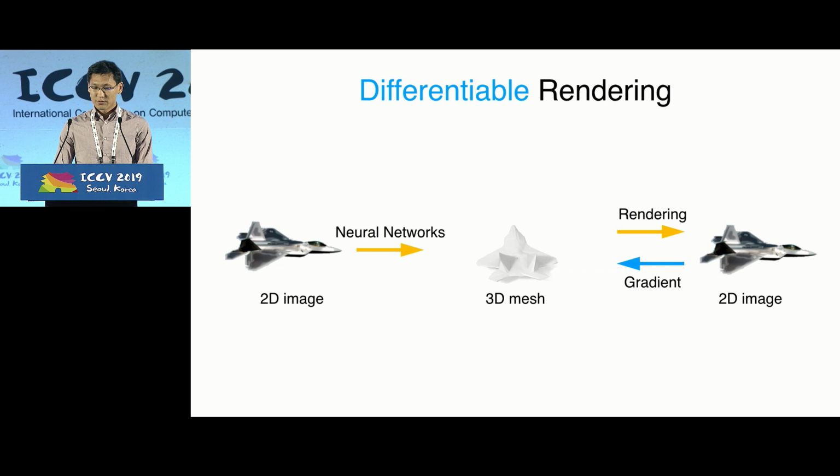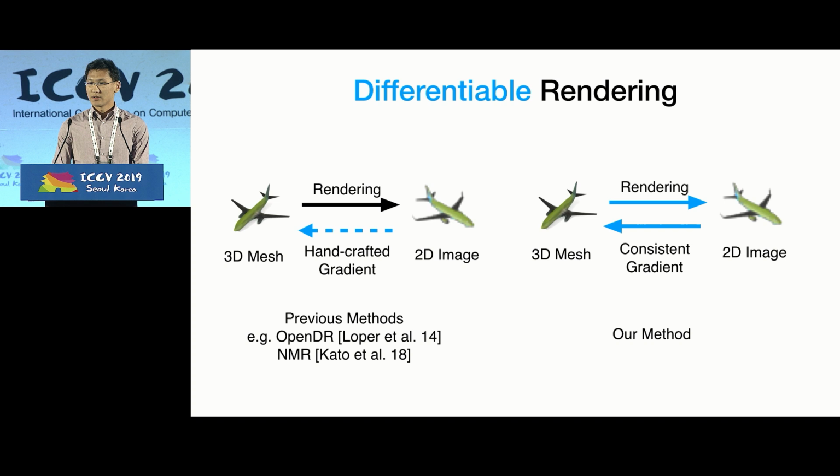Progress has been made by previous works, including OpenDR and Neural Mesh Renderer. However, they approximate the gradient using handcrafted functions while directly using the traditional rendering pipeline as the forward function. Such ad hoc formulation may fail in some cases due to the inconsistency between the forward and backward functions. In our work, we instead focus on a truly differentiable rendering pipeline that can directly render color mesh with differentiable functions. We showed that this consistent formulation of differentiable rendering performs better in many application scenarios.